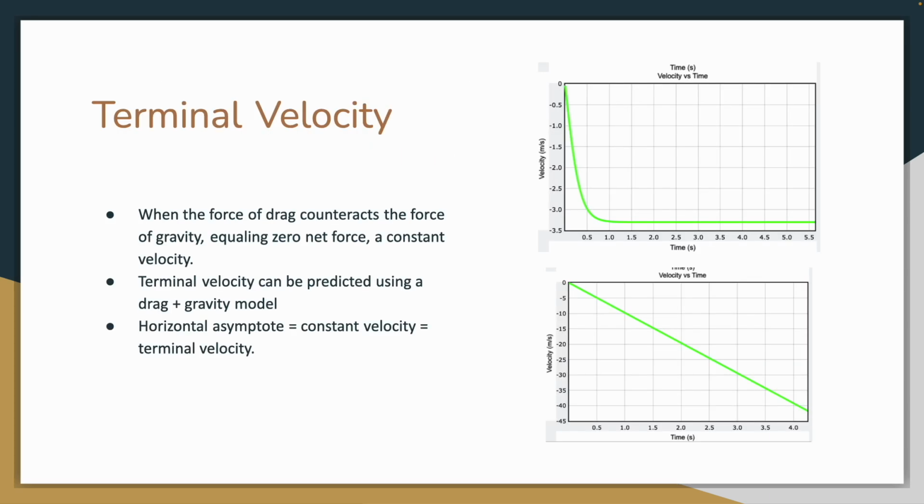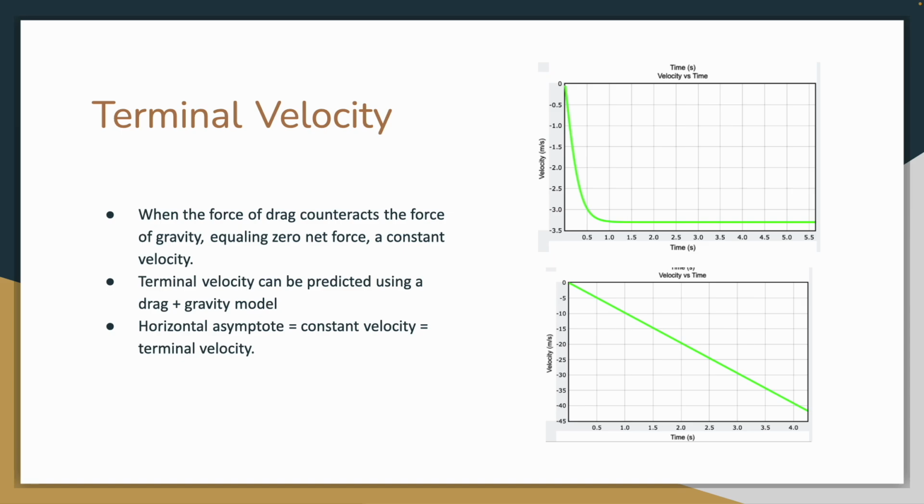Terminal velocity. Terminal velocity is when the force of drag counteracts the force of gravity, equaling a zero net force, which in turn equals a constant velocity. Terminal velocity can be predicted using a drag plus gravity model because at terminal velocity, drag balances gravity.